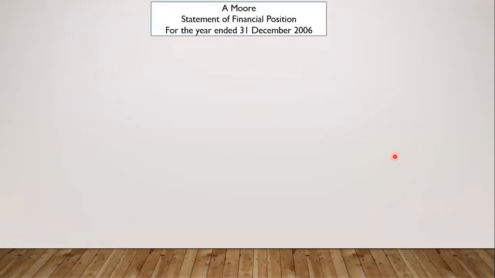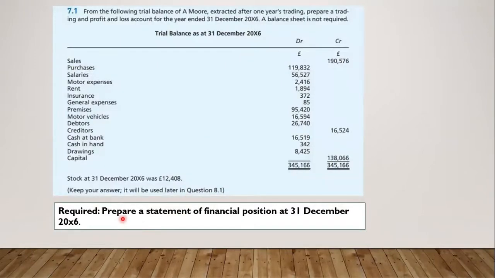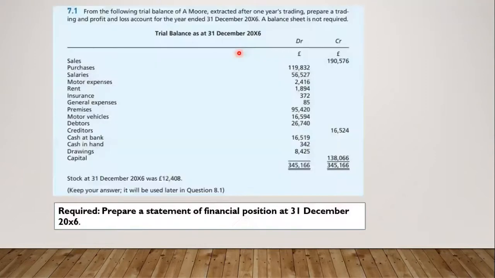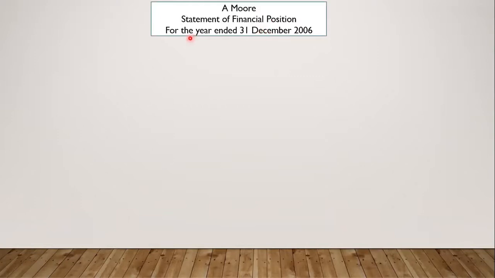The first thing we write is the heading with the business name. You write the business name, you write the name of the report, that is statement of financial position, and the date. You have to clearly mention the date. Remember, the question requires you to prepare a statement of financial position at 31st December 2006. I can just copy my date from the question and put it in my title box. So clearly it's for A. Moore, a statement of financial position, for the year ended 31st December 2006.